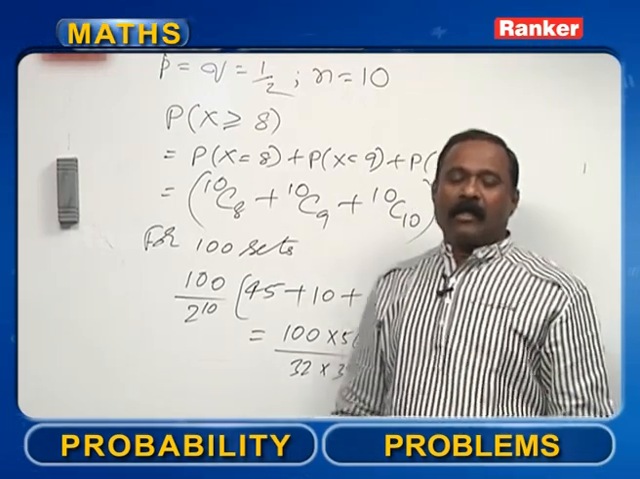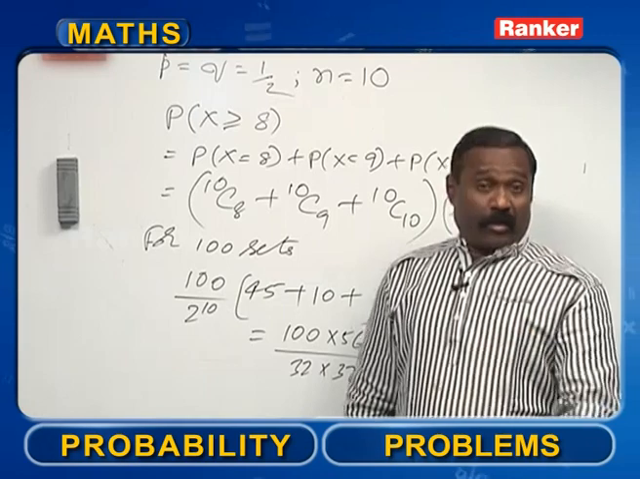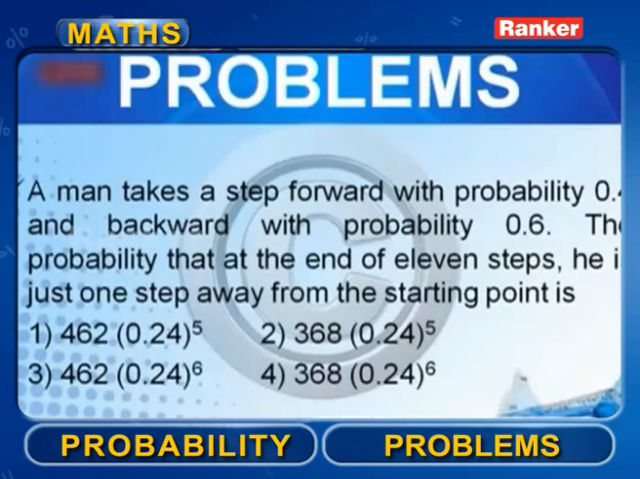Okay. Now, let's see. This is also an interesting problem. A man takes a step forward with probability 0.4 and backward with probability 0.6. The probability that at the end of 11 steps, he is just one step away from the starting point.